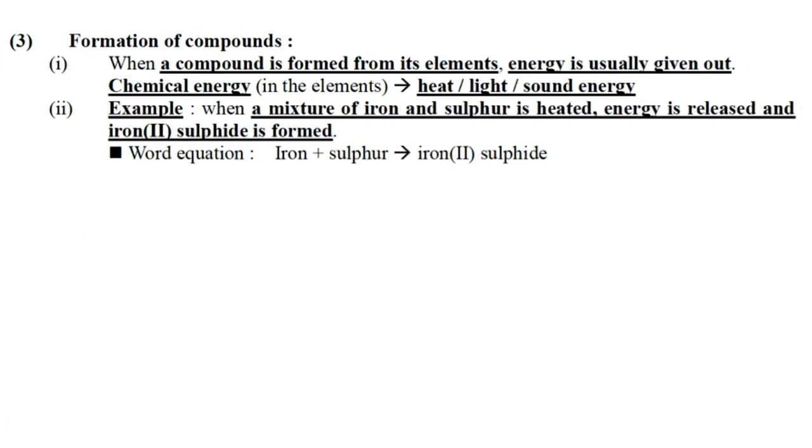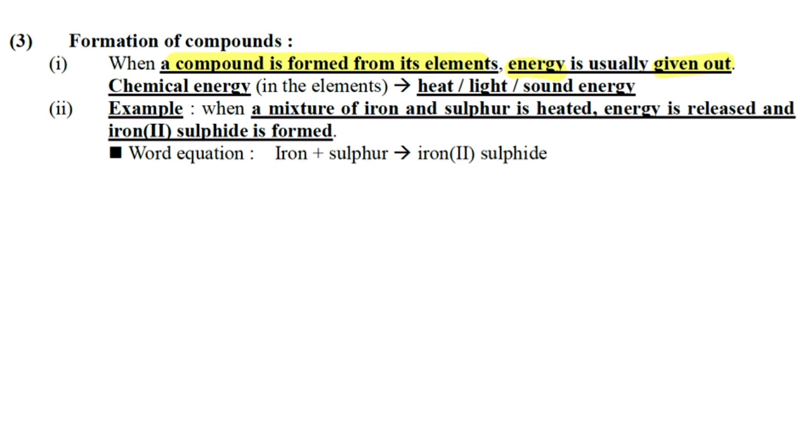For the formation of a compound, a compound is formed from its elements. When a compound is formed, energy is usually given out. Sometimes it is taken in, but energy is always involved, alright? Usually it is given out, so energy is released. Chemical energy is changed to heat and light energies when a compound is formed.